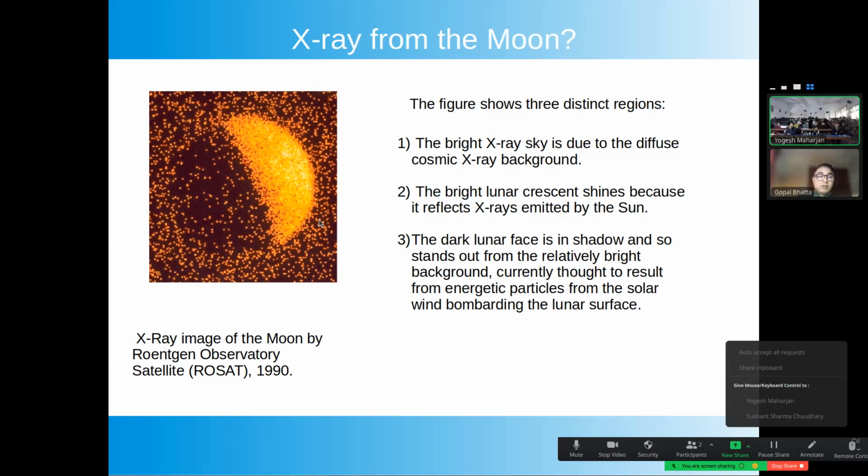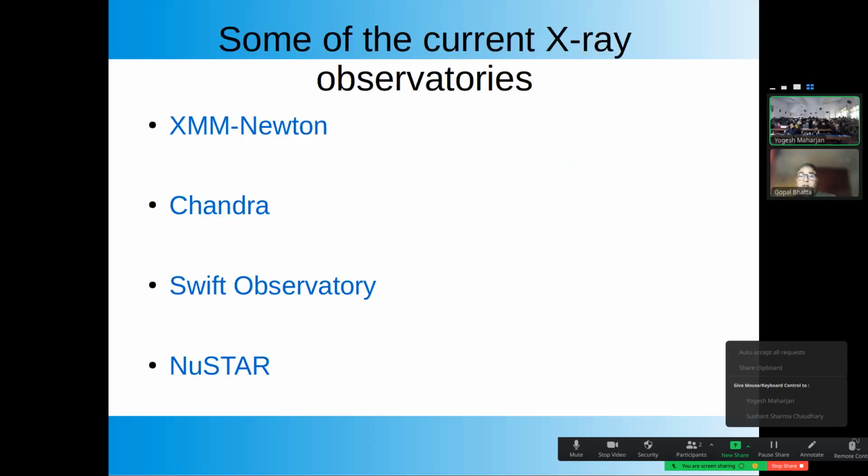Unlike in optical, the moon doesn't have its own source. It doesn't emit X-rays by itself. What happens is that very energetic particles from the sun hit the lunar surface, and they emit X-rays. That's how you see the bright side of the moon. Besides, you can also see the shadow side, and there are some X-rays there. This can be due to very strong solar winds hitting the other side of the moon and producing X-rays. That's possible. This image was taken in 1990. So that's the moon when you look through an X-ray telescope.